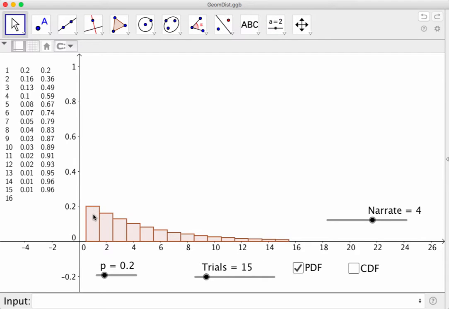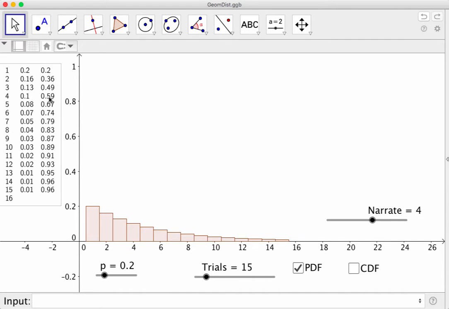The histogram, which is always going to be skewed right, shows that we have a 0.2 probability of getting it in the first box, a 0.16 of getting it in the second box, a 0.128, or round to 0.13, of getting it in the third box, etc. And that's what this column of values here shows. So the probability of getting it in the first box is 0.2, second box 0.16, third box 0.13, etc. And you can see that the probabilities get very low.